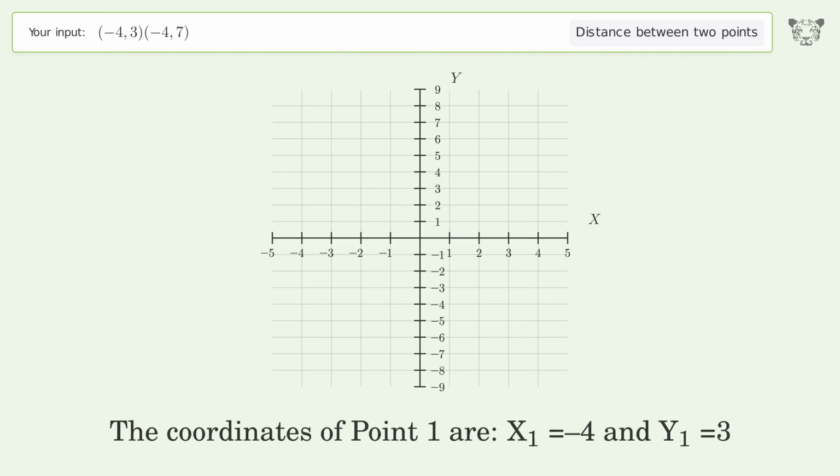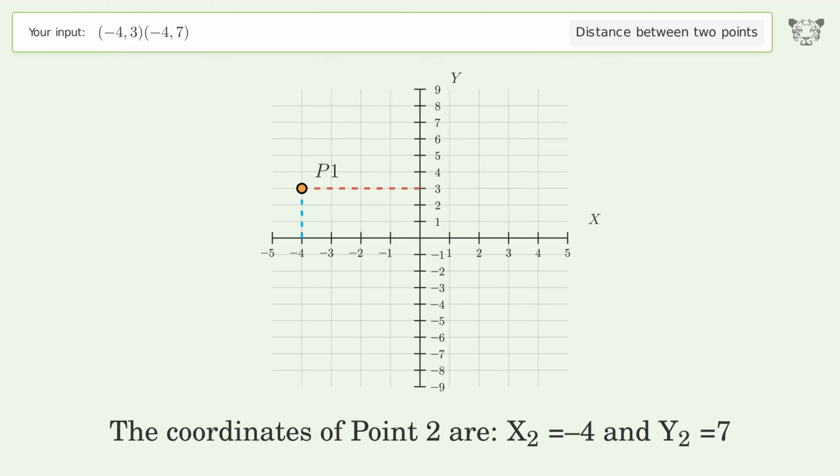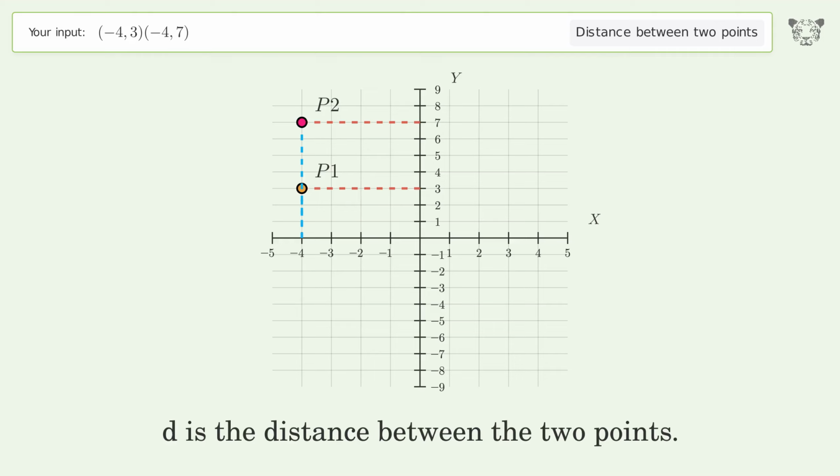The coordinates of point 1 are x1 equals -4 and y1 equals 3. The coordinates of point 2 are x2 equals -4 and y2 equals 7. D is the distance between the 2 points.